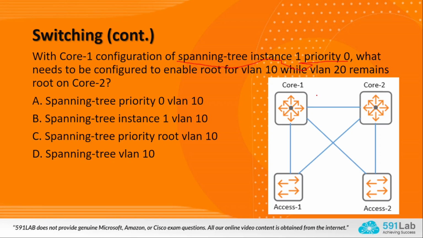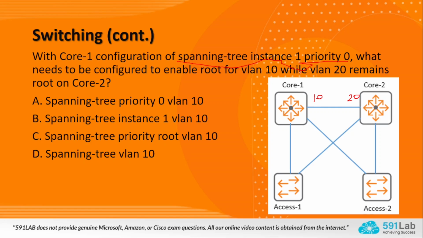So now they are asking about VLAN 10. Core 1 should be the root for VLAN 10. For VLAN 20, core 2 should remain as root. Whatever VLANs map to instance 1 will make core 1 the root for that particular VLAN, because instance 1 already has the lowest priority. So it's a matter of mapping VLAN 10 to instance 1. We'll look at the answers.